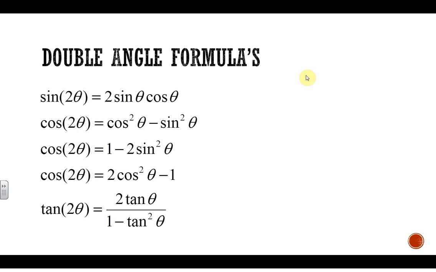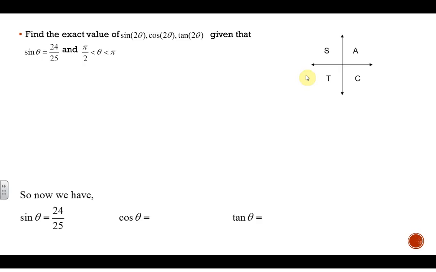So this is all about doubling your angle and what is going to pop out when you plug in trig functions. To find the exact value of sine 2 theta, cosine 2 theta, and tan 2 theta, given the information: going back to what we've already done, we know that the opposite and hypotenuse of this triangle are 24 and 25. We also know that sine is positive, so we could be in the first or second quadrant, but both cosine and tangent are negative, so we are in the second quadrant.